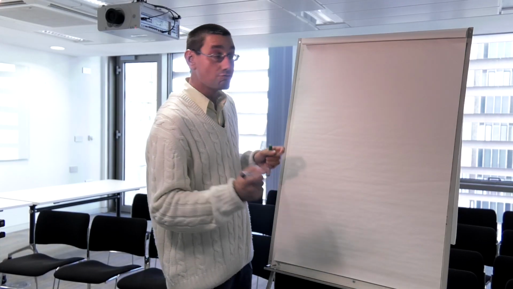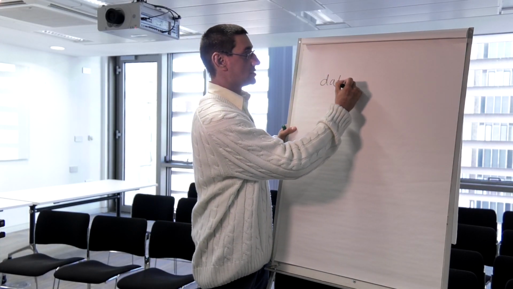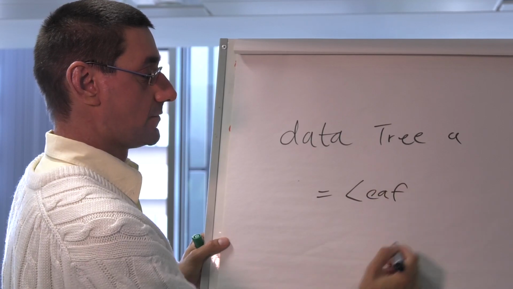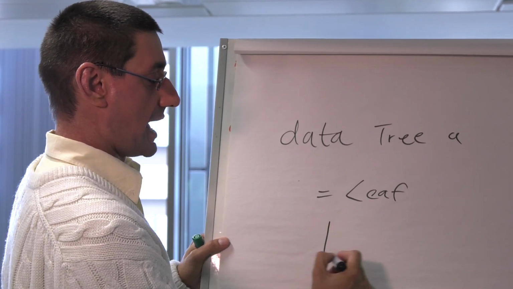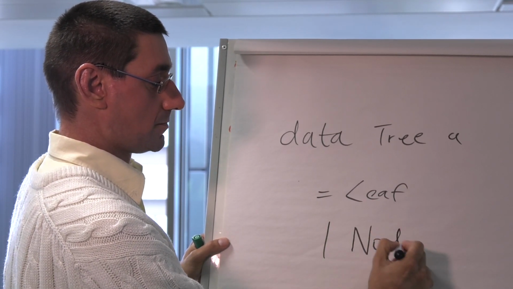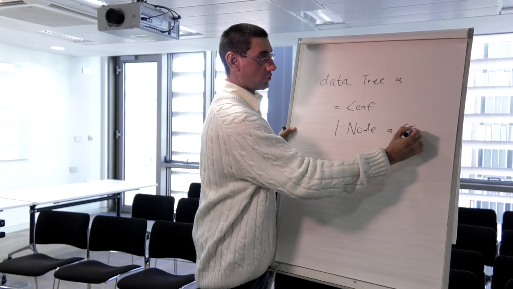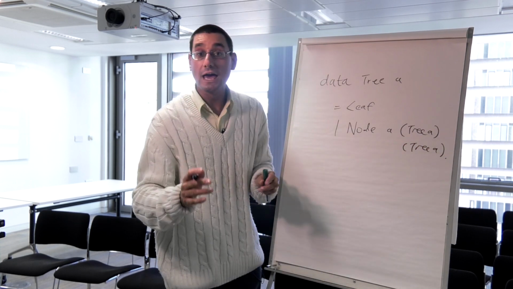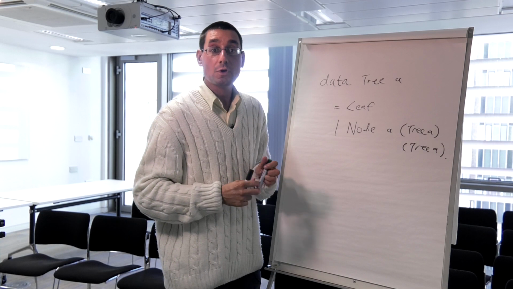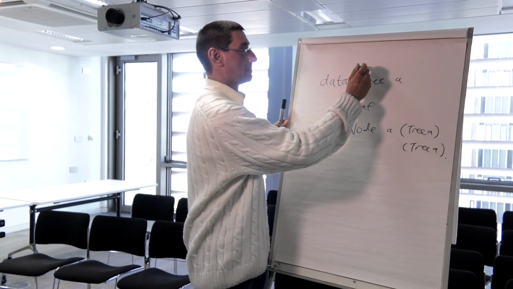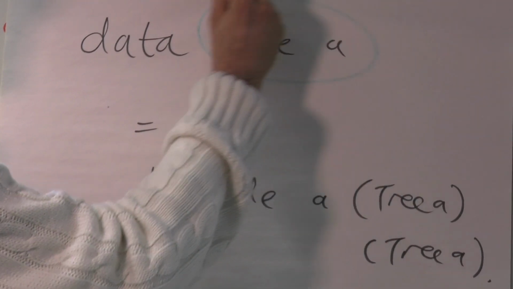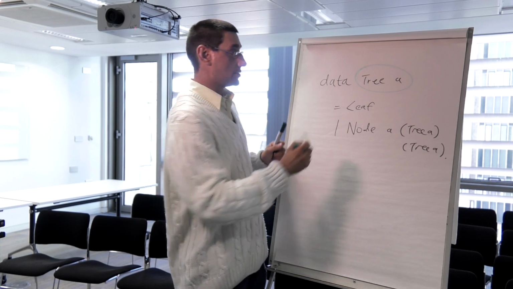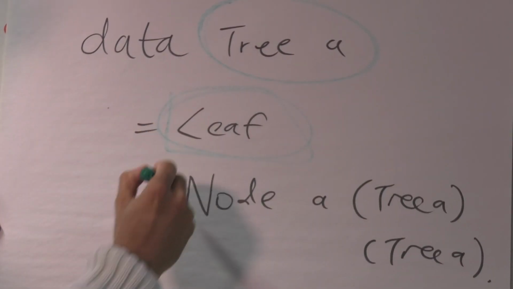So remember, this is the tree data type here that we looked at. We've got data Tree a, let's say, equals a Leaf, or it could be a Node which stores an a and also has two subtrees which are trees of a as well. Okay, so what I want to do is point out here what is the type constructor. Tree a is the type constructor. And what are the data constructors? They are Leaf and Node.